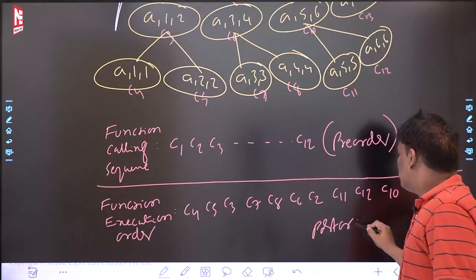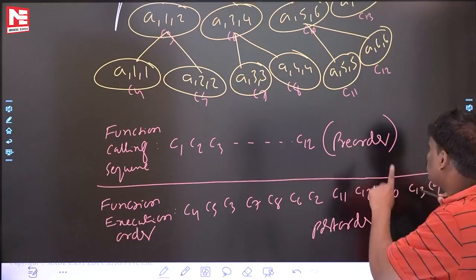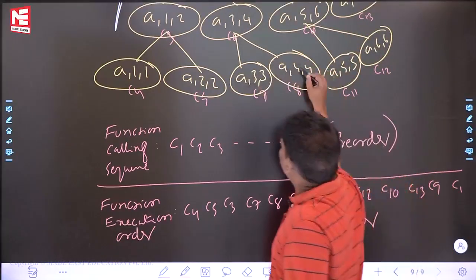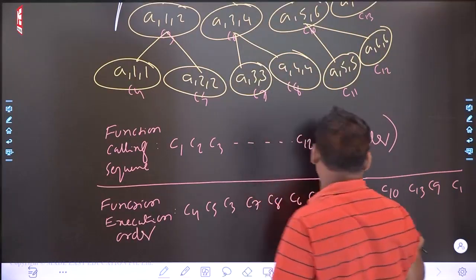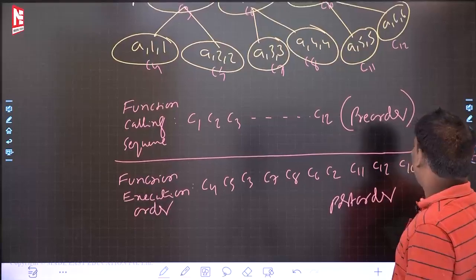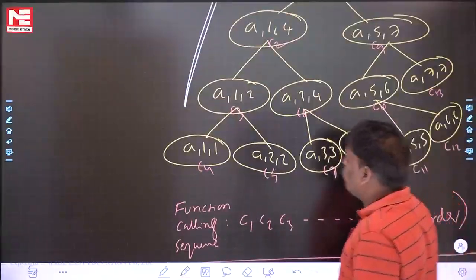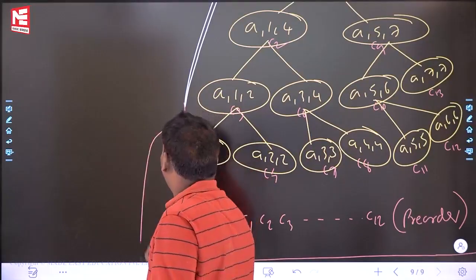Post order means after children, parent. After the children only, the parent will come. These two children over, then parent. These two children over, then parent. This is called post order. Function execution order is post order. Function calling is pre order. Please be careful. Everyone knows, only for namesake one time I explain.